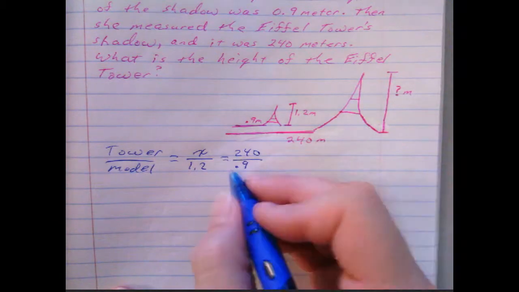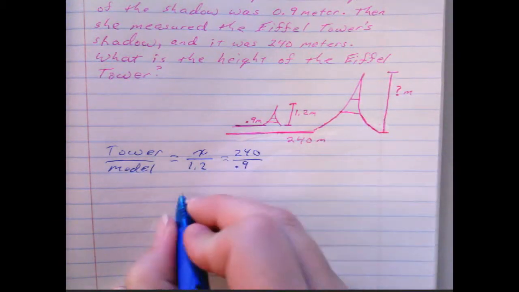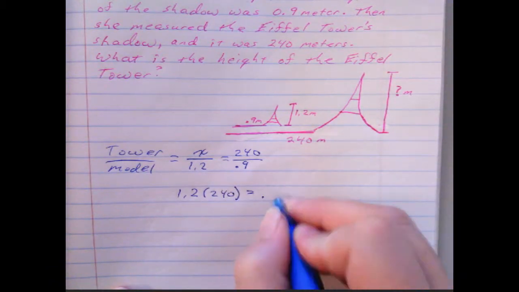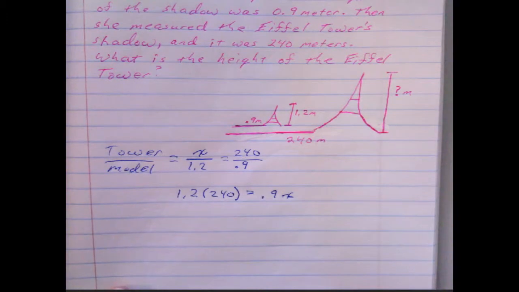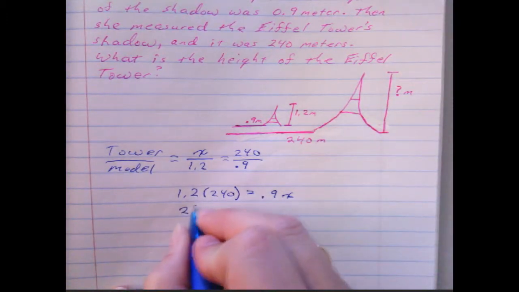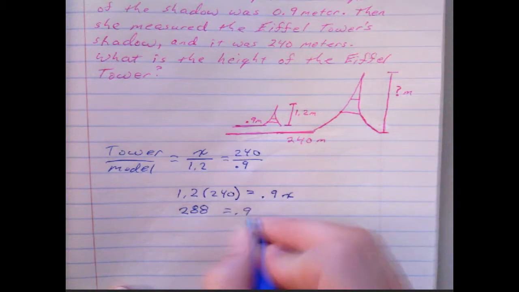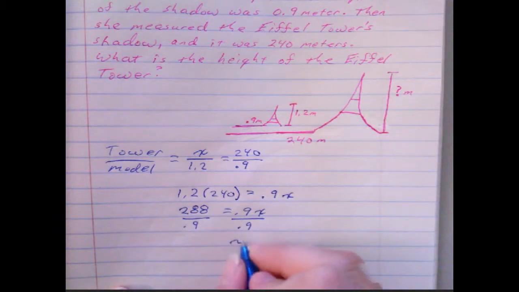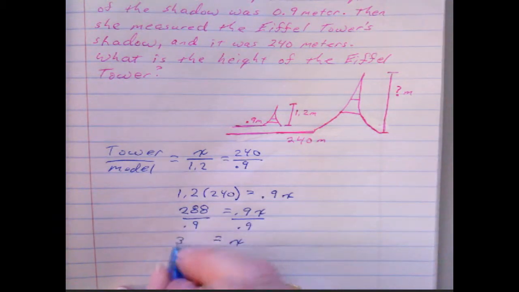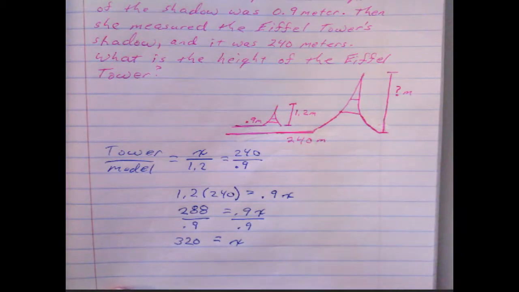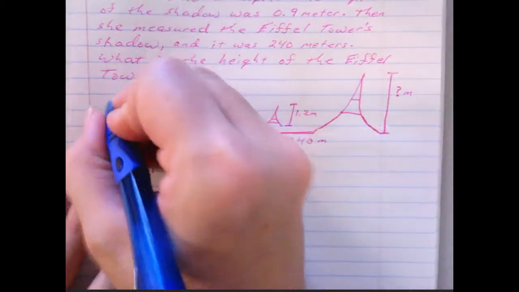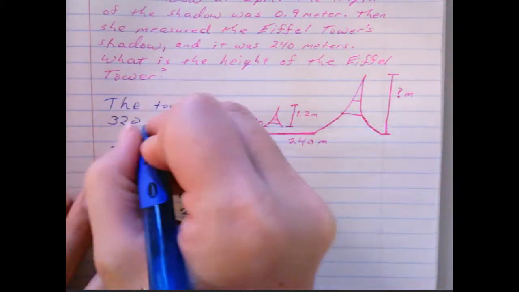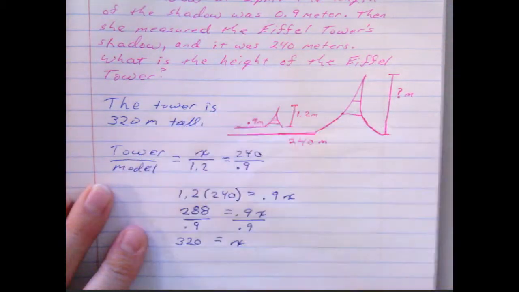Again, using my cross products. So I'm going to be multiplying 1.2 times 240, and that equals 0.9x. So I end up with 288 equals 0.9x. Divide by 0.9 on both sides. End up with x equals 320. So the tower, and put up here, the tower is 320 meters tall. Okay?